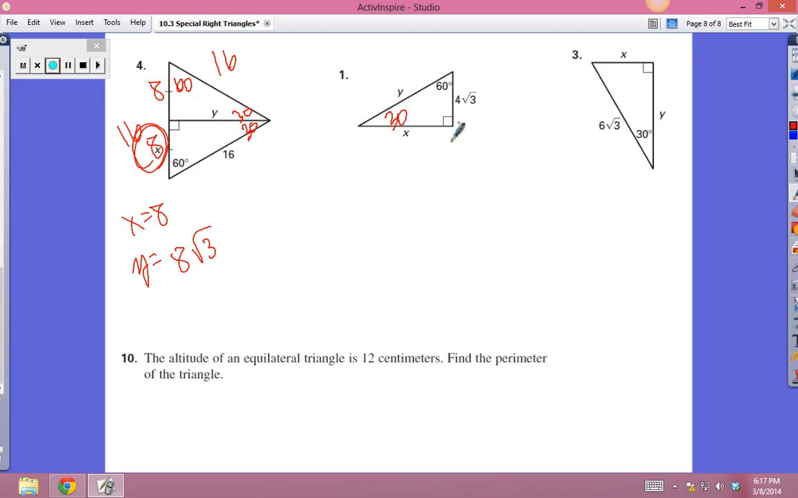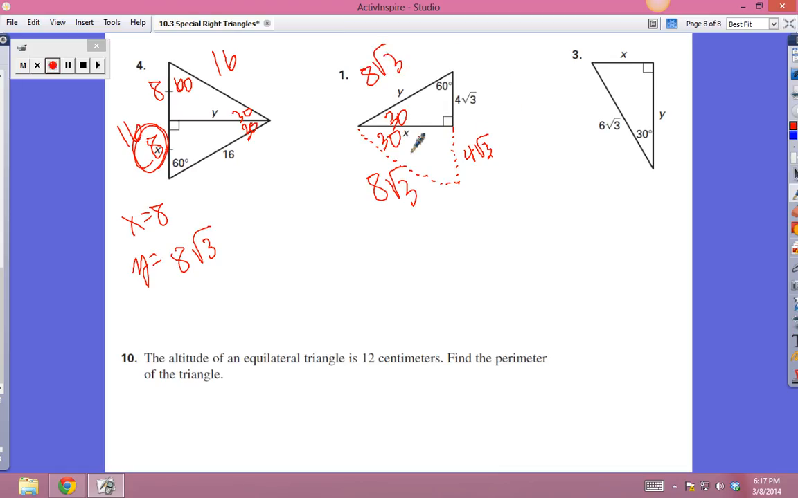Okay, now number 1. Here is your 30. The 30, 60 is the hint that it is half of an equilateral. So I always draw the other half. If you draw the other half, you'll never go wrong. And the other half is always flipped across the 30-degree angle. Now you're looking at the little guy, so this must also be 4 square roots of 3. So 4 square roots of 3 and 4 square roots of 3. Each side is going to be 8 square roots of 3, double 4 square roots of 3. So y is going to be 8 square roots of 3.